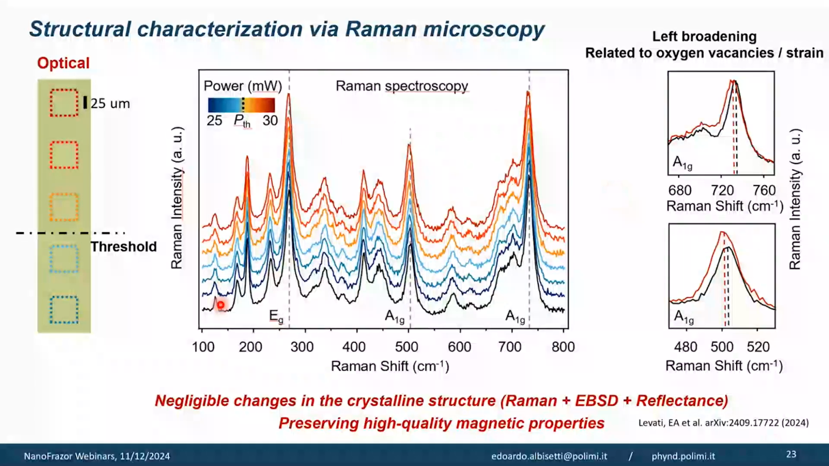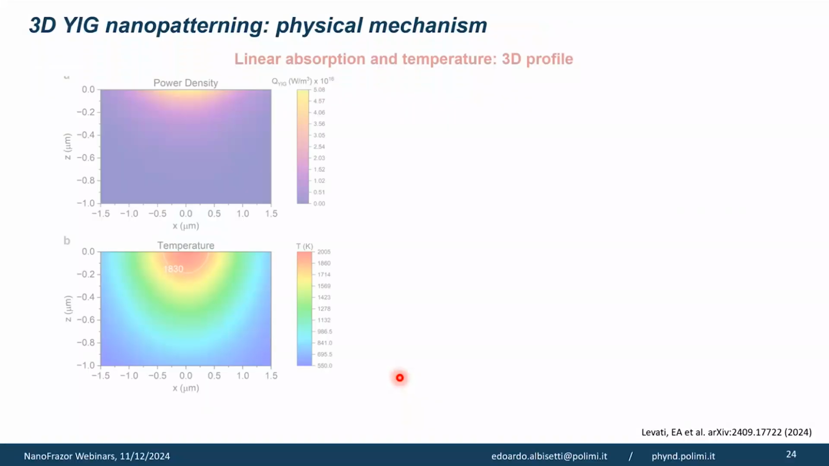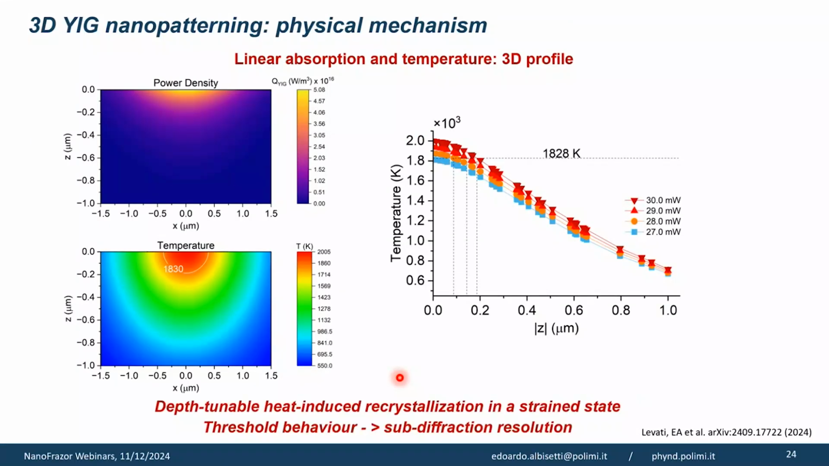But this was surprising and also, let's say, hopeful, because we don't want to really change too much the good magnetic properties of IG. So the fact that we were able to retrieve the original crystallographic orientation and crystalline quality was a good sign. And so what we went on is to do simulations to understand what's going on to the material during irradiation. And so we simulated the power density that was absorbed as a function of thickness and the temperature that was reached within the material.